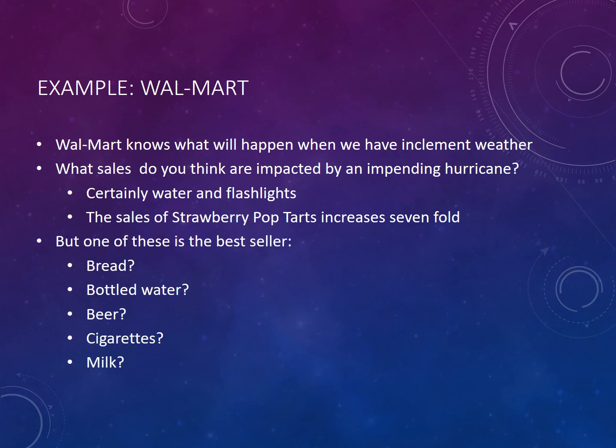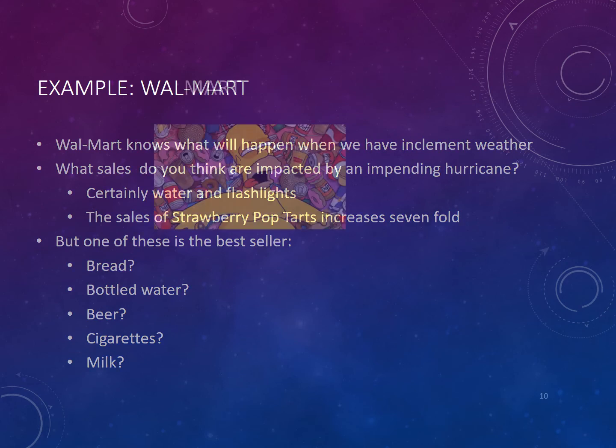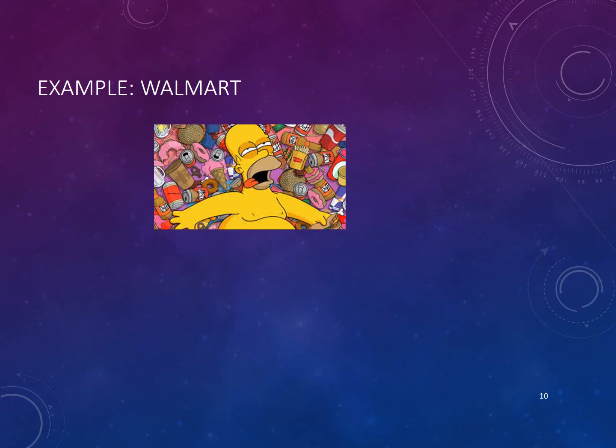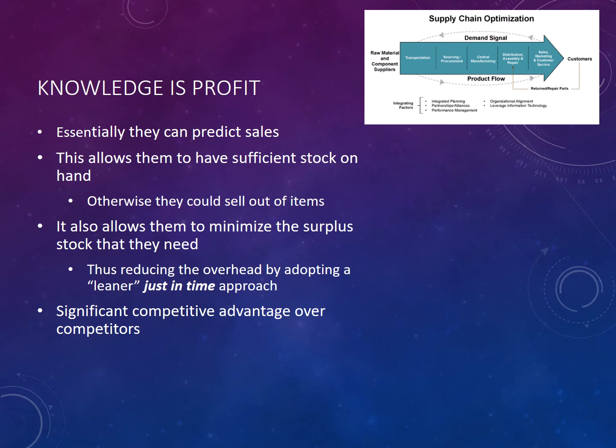But what else? Which do you think? Bread or bottled water? Beer, cigarettes or milk? You're not surprised that the answer is beer. People go out and buy lots of beer and have hurricane parties. And of course, what does this allow Walmart to do? It enables them, when they see a hurricane impending in the forecast, to get their distributors to send more beer to their stores. So in this case, knowledge is profit.